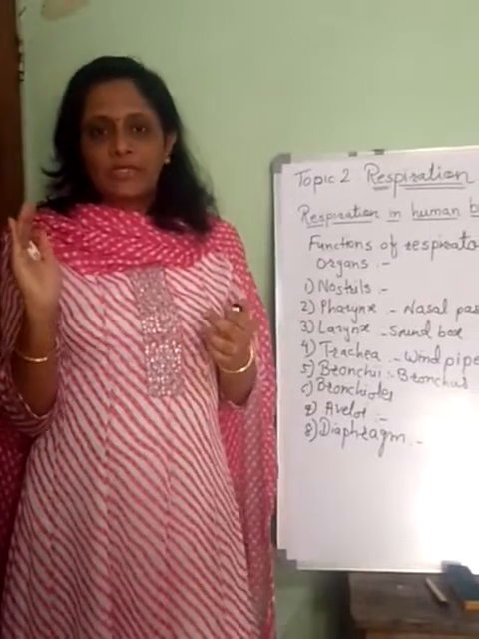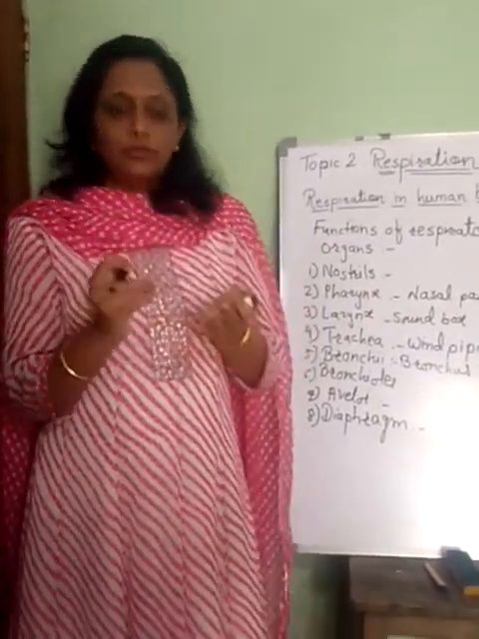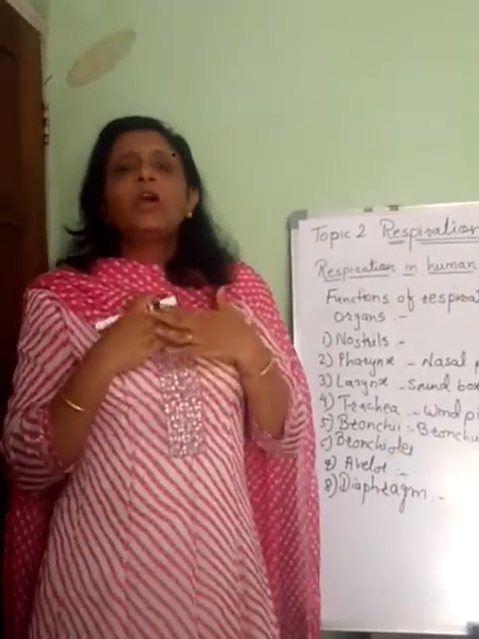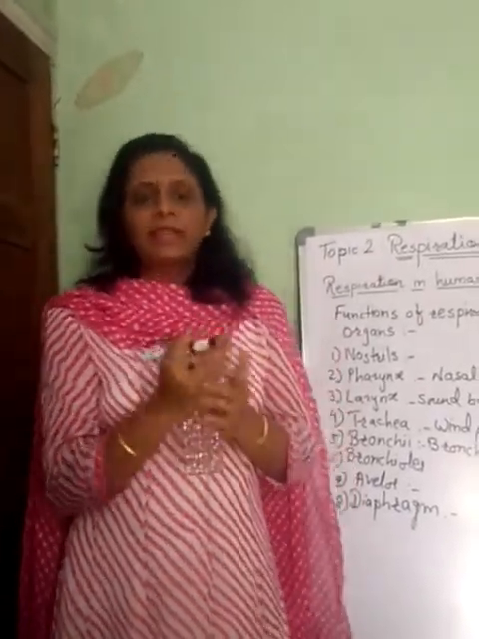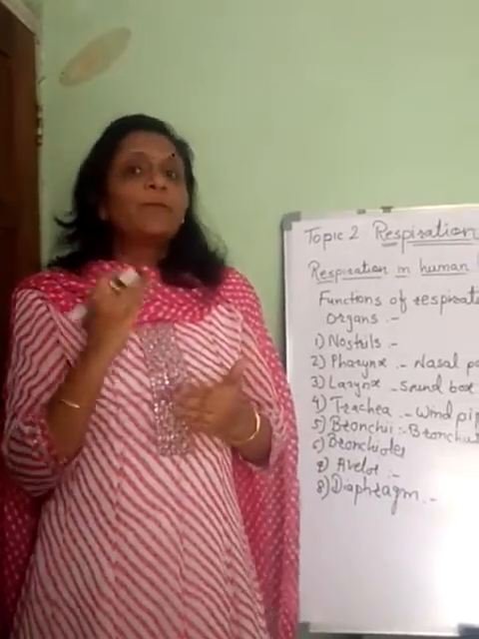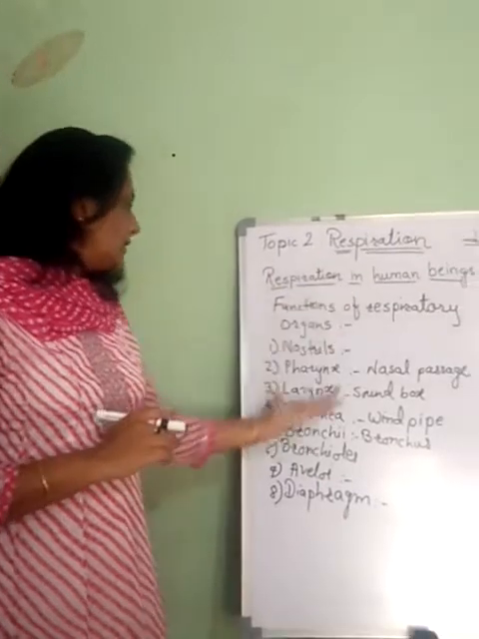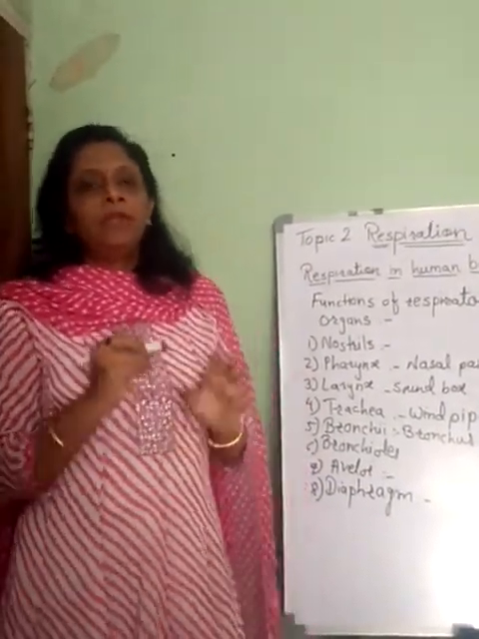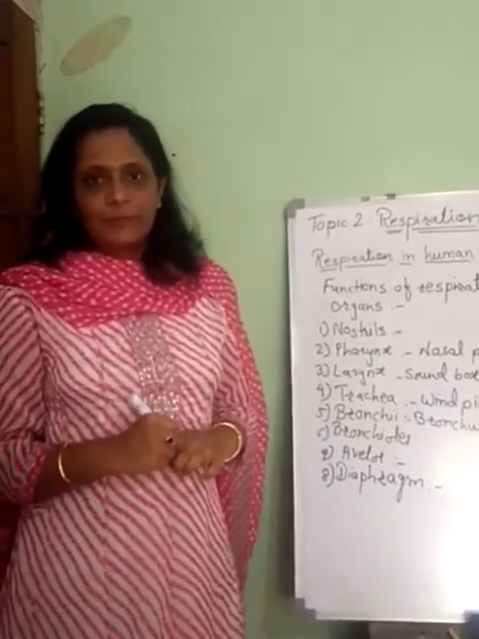the air goes outside. With that, the ribs, the chest ribs, are also very helpful in the process of respiration. They allow the contraction and relaxation of the lungs, and this is how the process of respiration, the process of breathing, takes place in the human body. And all these organs play a very important function for the process of respiration.